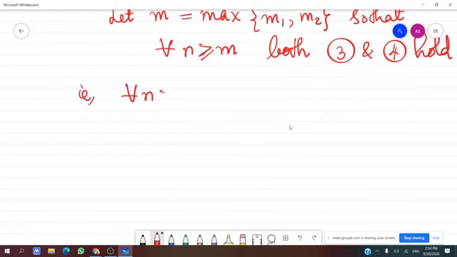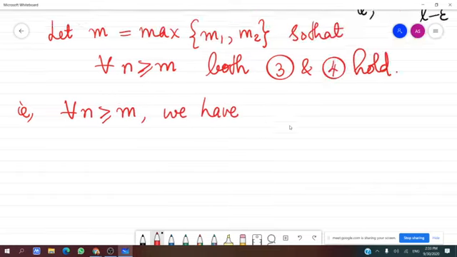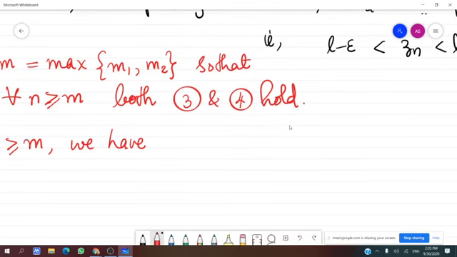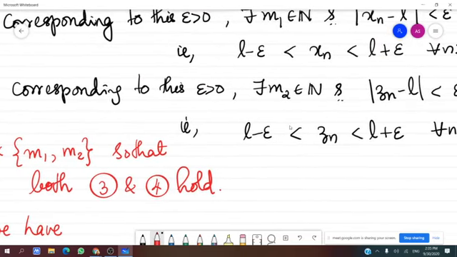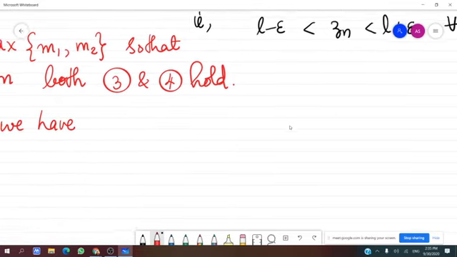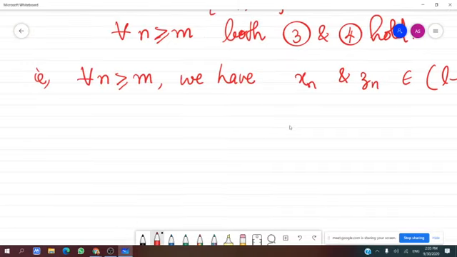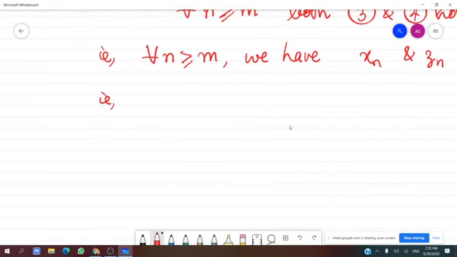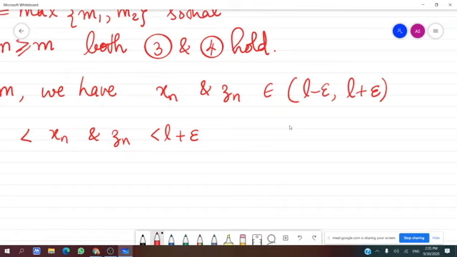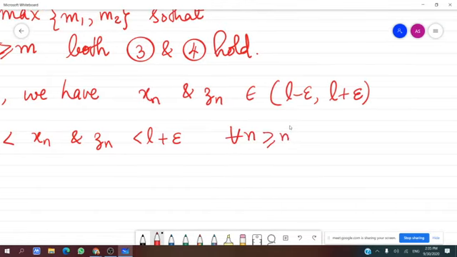That is, for all n greater than or equal to M, we have xn lies between L minus epsilon and L plus epsilon. zn also lies between L minus epsilon and L plus epsilon. That means xn and zn are both lying inside the neighborhood L minus epsilon, L plus epsilon. In other words, xn and zn are lying between L minus epsilon and L plus epsilon from the Mth term onwards, for every n greater than or equal to M.